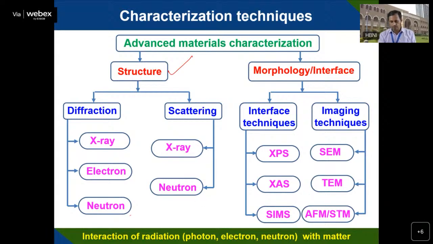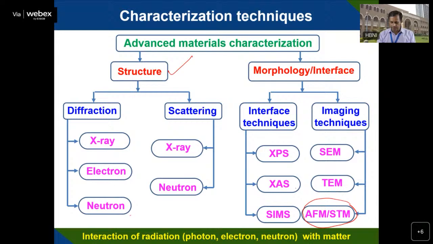In the case of morphology or interface characterization, we will see XPS, X-ray photoelectron spectroscopy, X-ray absorption techniques, secondary ion mass spectroscopy, as well as imaging techniques: scanning electron microscope and transmission electron microscope. AFM and STM, the atomic force microscope and scanning tunneling microscope, I will try to cover if time permits. Otherwise, I'll mainly discuss the other characterization techniques.